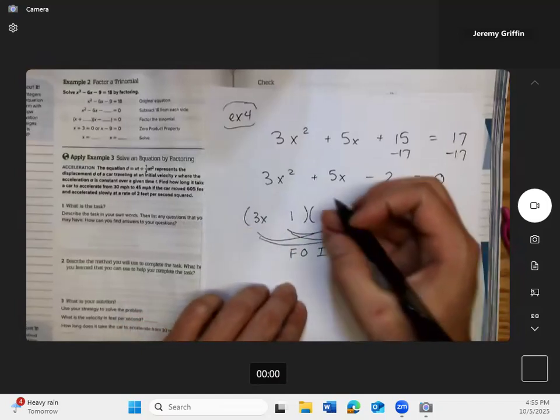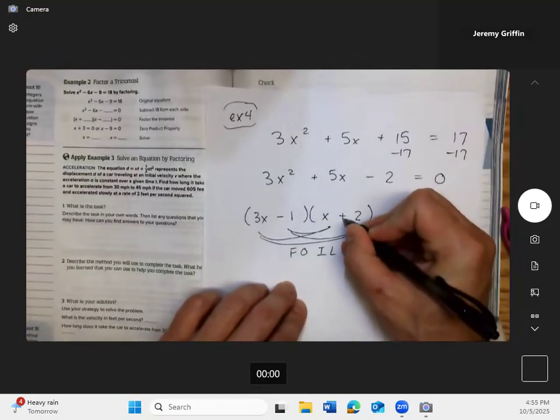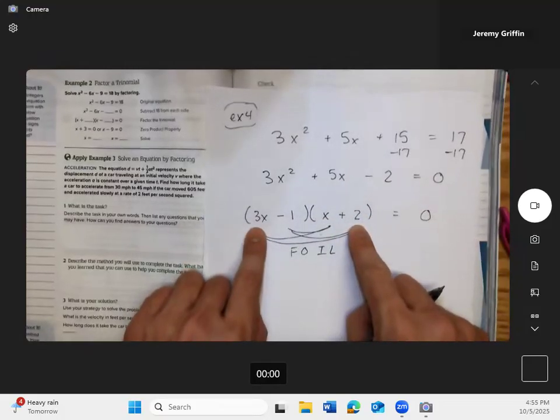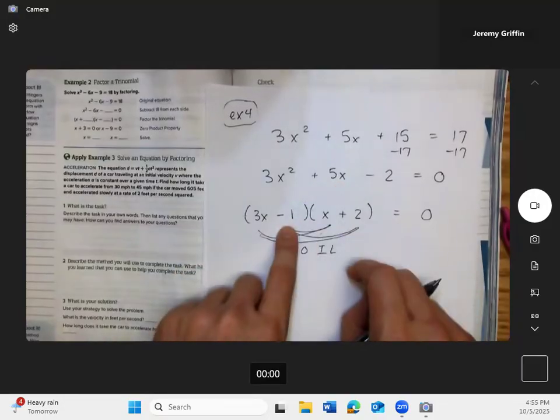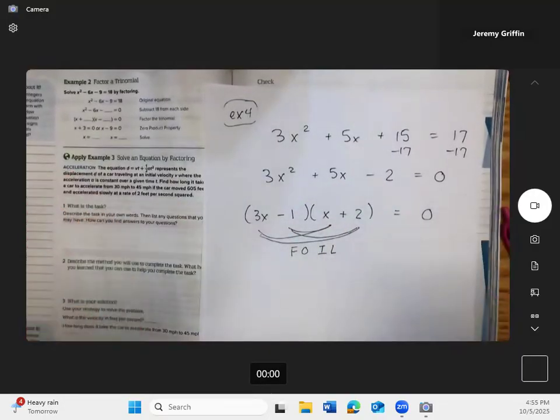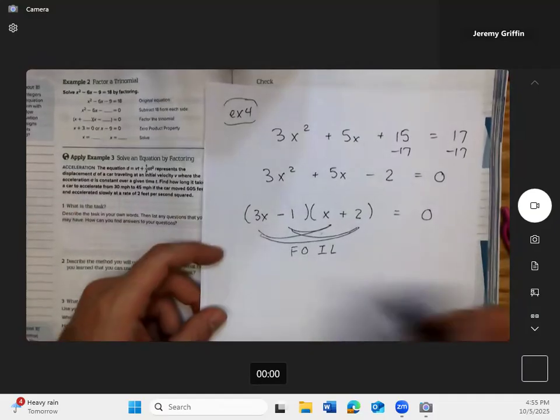So I could put the minus here and the plus here, right? So it could be 6x minus x is 5x, and then negative 1 times 2 is negative 2. Oh, so that did work. Again, it's a little trial and error. I got totally lucky. I got it on the first try.